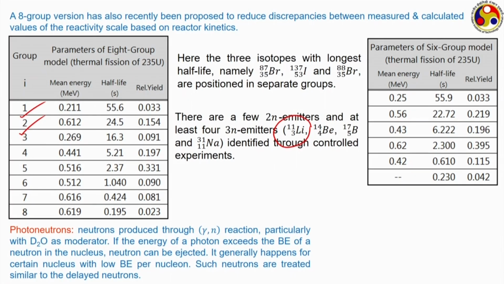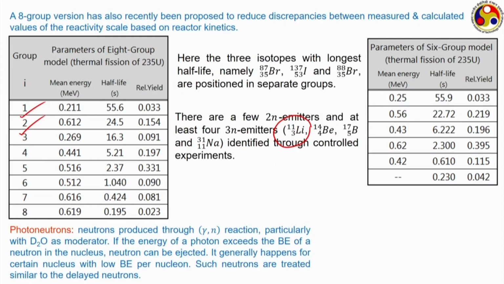This happens particularly when deuterium is the moderator. Here, the gamma photon means that whenever a gamma photon strikes a nucleus, photoneutrons will not necessarily be emitted. Rather, the gamma photon should have sufficient energy so that it can dislodge 1 neutron. That is, the energy of the gamma photon should be larger than the binding energy of a single neutron.